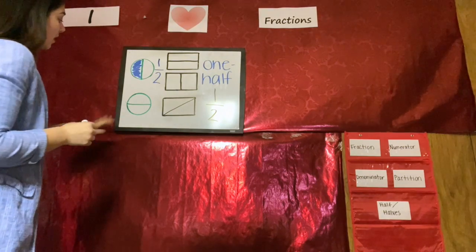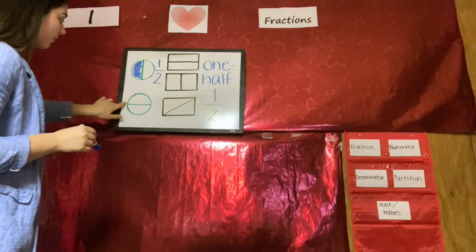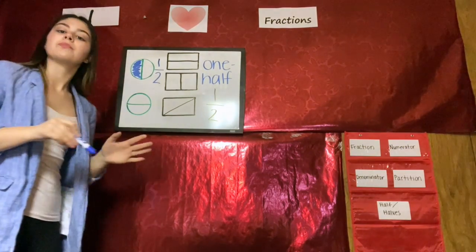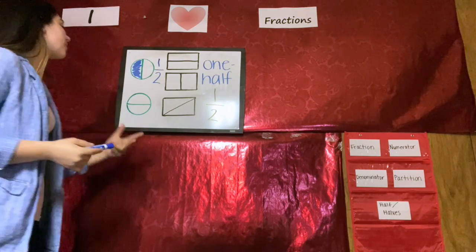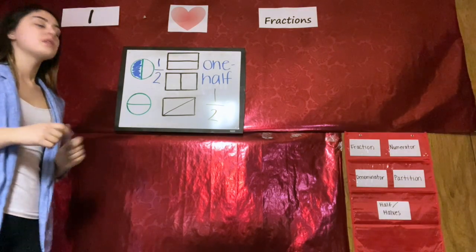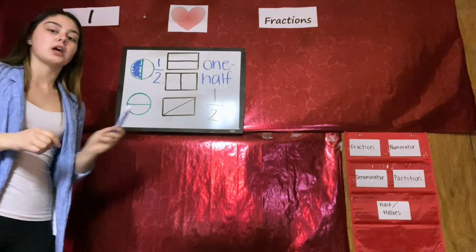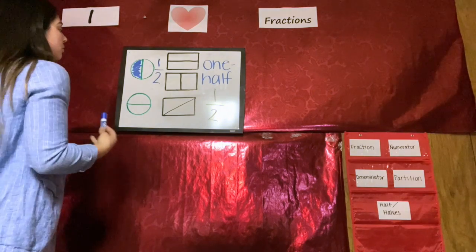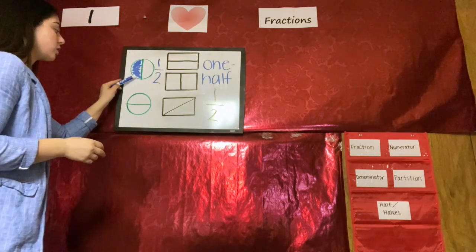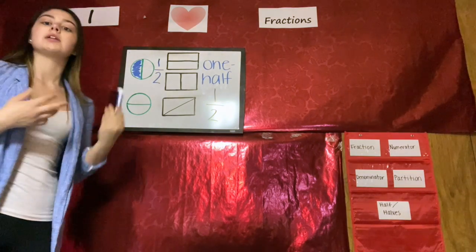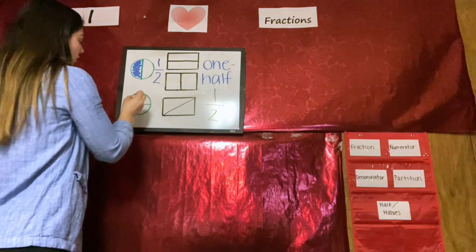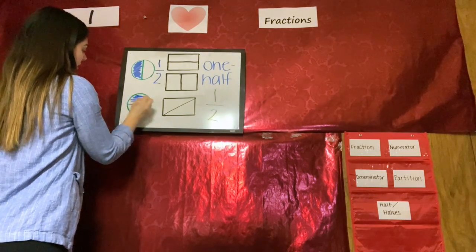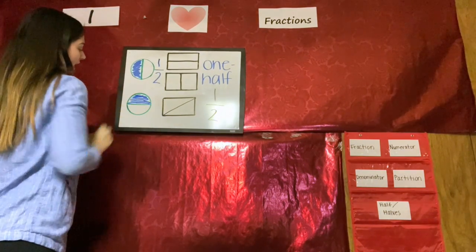Now, we can look at this circle here. This circle is very similar. Instead of being partitioned with a vertical line, this circle is partitioned with a horizontal line. Now, it still represents the same thing. This is the same shape, it's just partitioned a different way. This is still 1/2. If I shaded this, this is still 1/2.